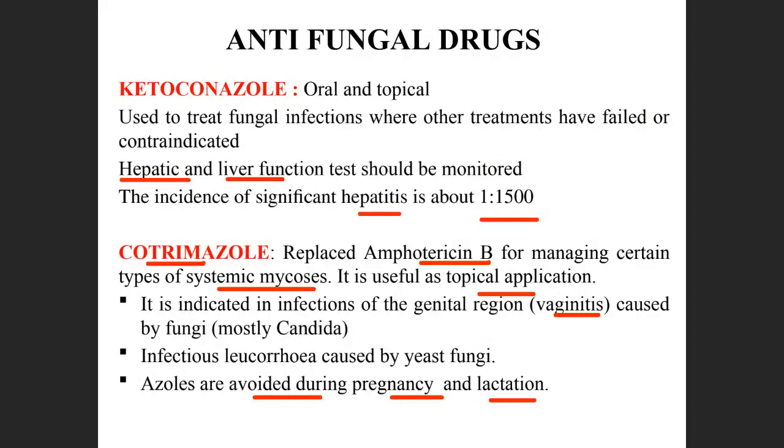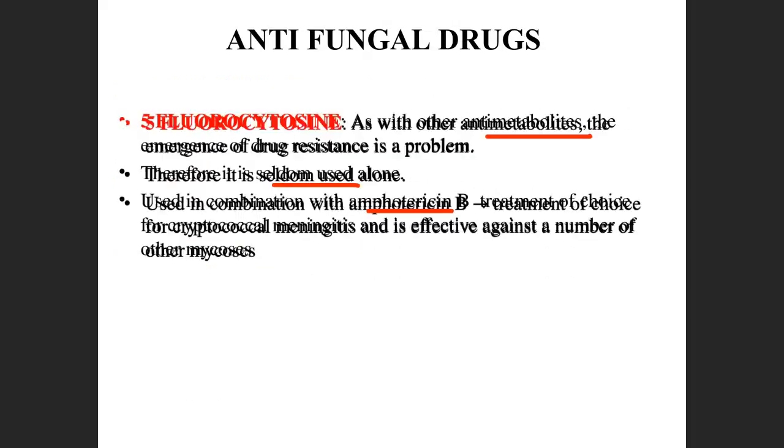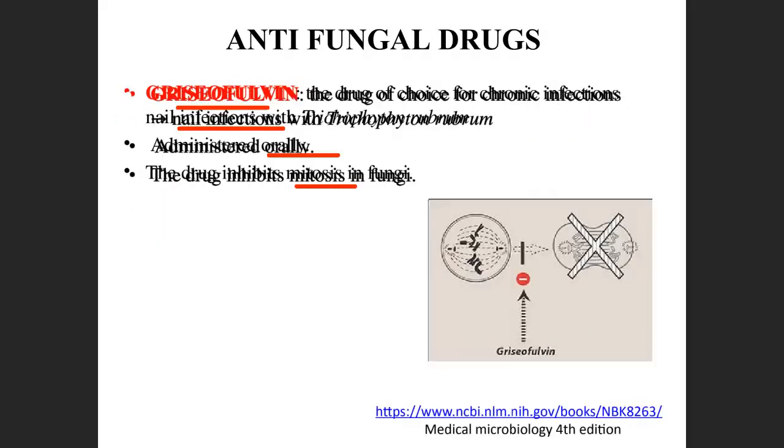Then 5-fluorocytosine is in the other category, that is the anti-metabolites. And then we have seen griseofulvin, its mechanism of action and its uses. So each category of drug has a mechanism of action and its use. So this is about the aminoglycosides and the antifungal drugs. Next, we are going to see about the antiviral agents.